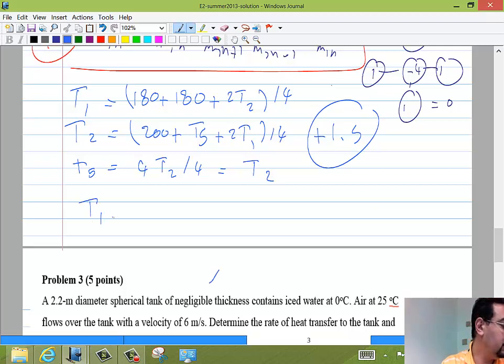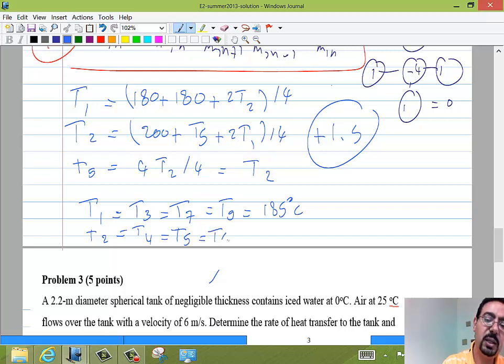So T1, which is the same as T3, the same as T7, the same as T9, ends up being 185, and T2, the same as T4, the same as T5, the same as T6, the same as T8, the whole thing is 190, right? And so getting those numbers right, that's worth 0.5.